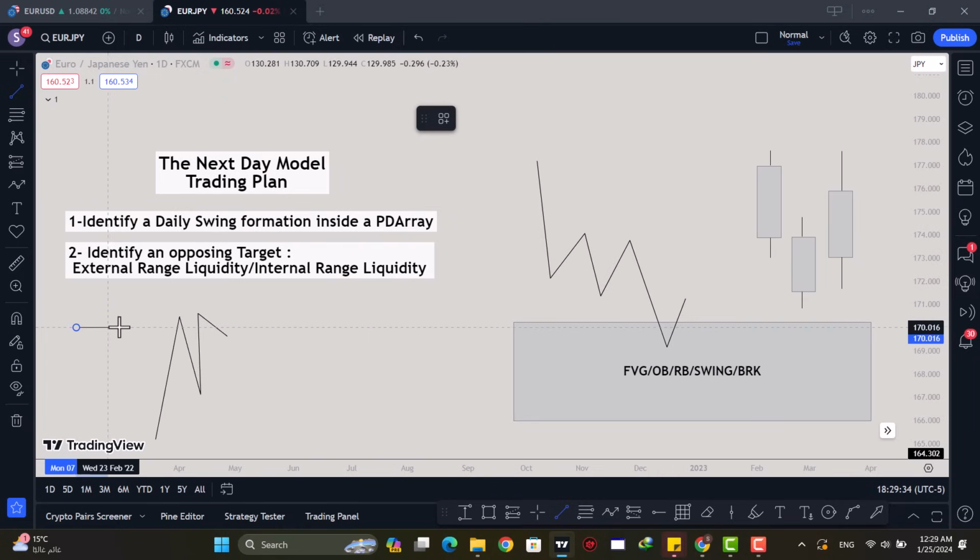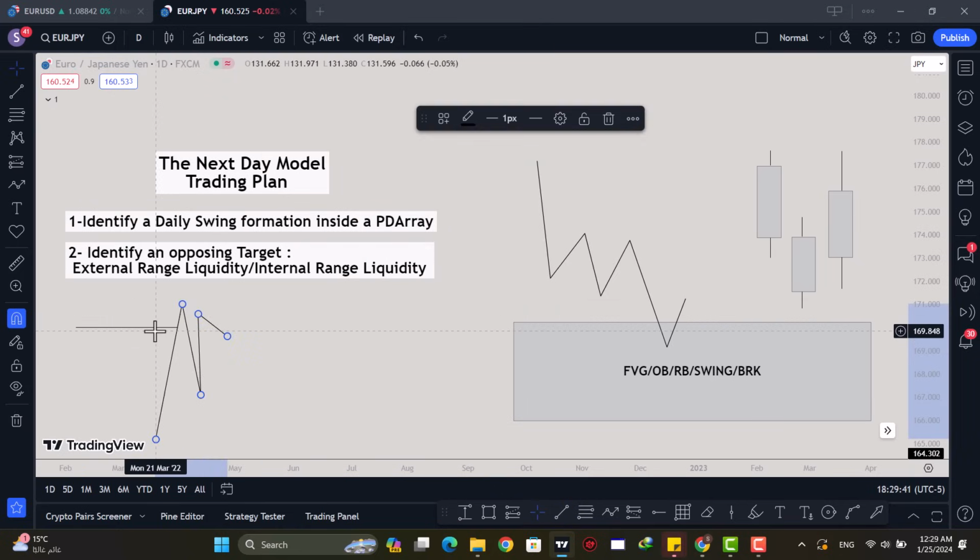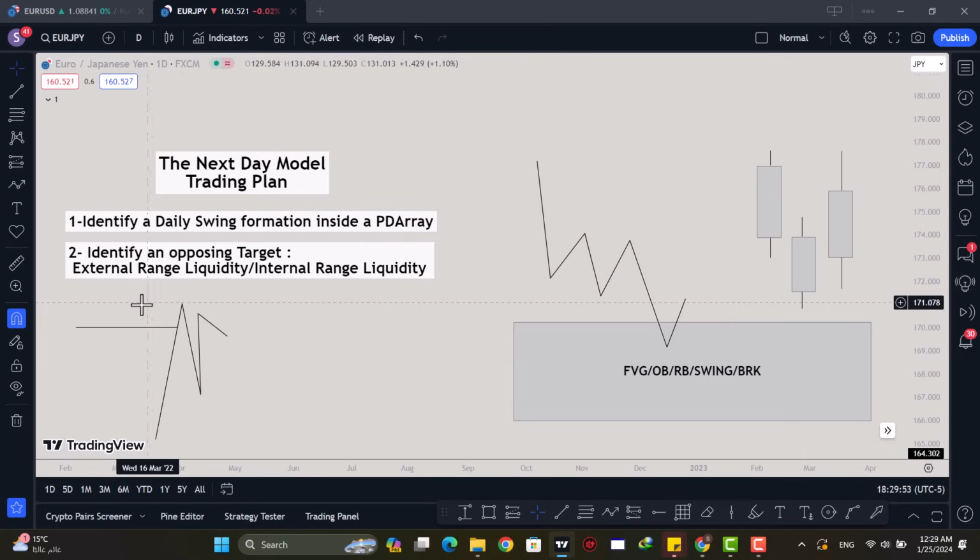Let's say that we took a high from here, right? So we took a high. So expanding higher, we took a high from here, a swing high, and we left a fair value gap right here. And after taking that high, we formed this swing formation, right? So this one should be higher, right? Because we are in a bearish example, and we have a fair value gap right here. So this is an internal range liquidity, and we have a target.